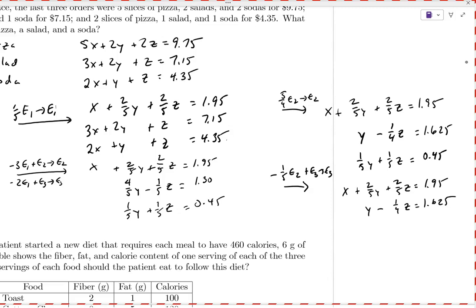-1/5 times -1/4 is positive 1/20. 1/5 is the same thing as 4/20. 1/20 plus 4/20 is 5/20, which gives you a 1/4 on that one. And then divide that by 5. What do you get? 0.325? Did I do that right? I take 1.625 and divide it by 5. 0.325? Yeah, and then add down, so you should get a 0.125 when you're done.